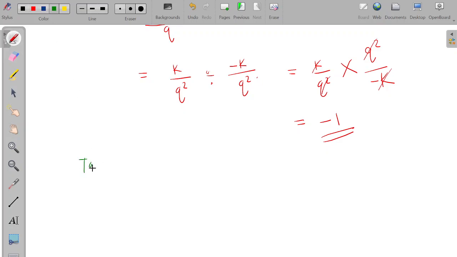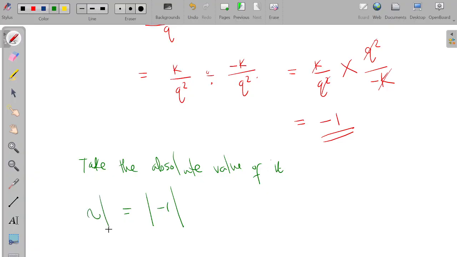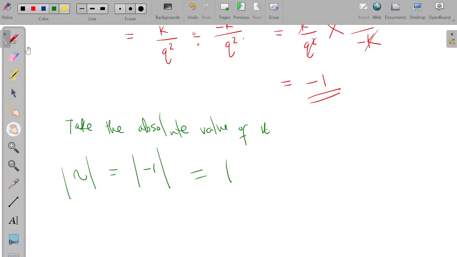But we need to know what this means for us. So we take the absolute value of it. Okay, that will give us, which is negative 1, give us 1. Okay, giving us 1 means what? The demand is unit elasticity. Demand is unit elasticity. Okay, that is very important. Please take note of that.